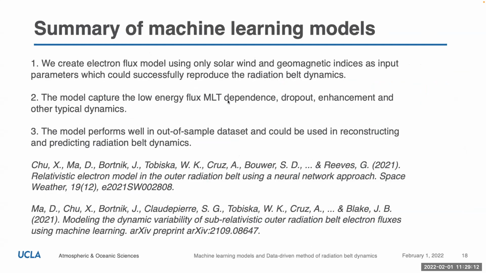So, a short summary for the first part on our machine learning models: we created an electron flux model using only solar wind data and geomagnetic indices as input parameters, which could successfully reproduce the radiation belt dynamics. Our model captured the low energy flux MLT dependence, the drop-off and enhancement, and other typical dynamics happening in the radiation belt. The model performs very well on out-of-sample data sets and could be used for reconstructing and predicting radiation belt dynamics in the future. And here are the 2 papers related to our products.